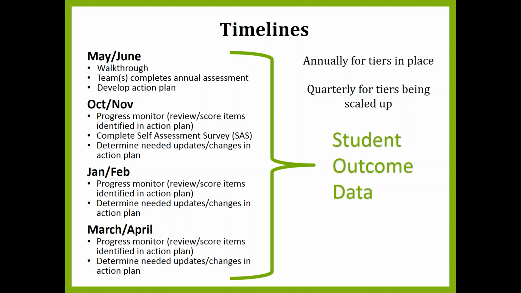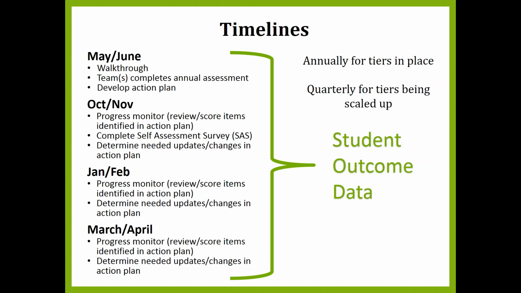So you might be at fidelity on Tier 1, and you've moved on, you're trained in Tier 2, and you self-assess in Tier 2, but you're not at fidelity, you're still scaling up. And you decide as a school to do quarterly assessment given the TFI. Because you're also using the TFI not just as your annual tool, but your progress monitoring tool. So in this example, you complete your annual assessment, a walkthrough, and your annual assessment in May and June, and develop your annual action plan.